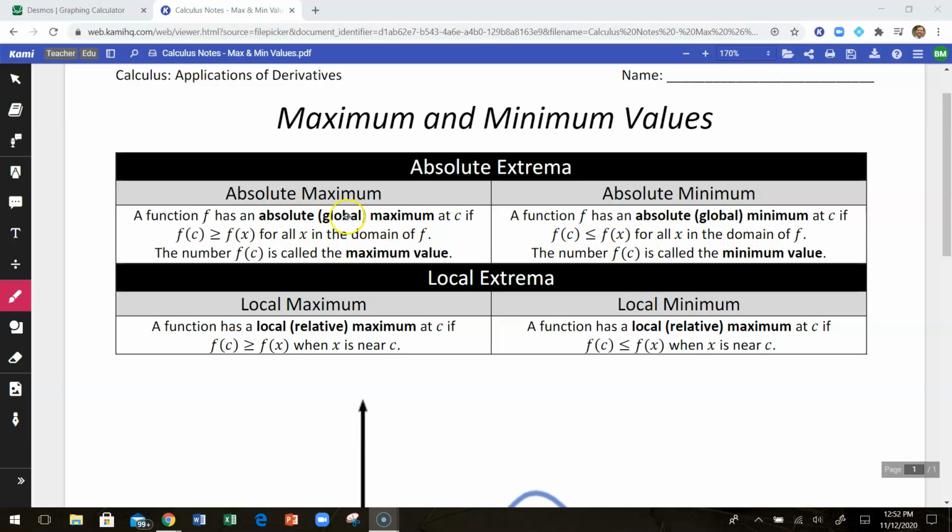Okay, so sometimes we're going to restrict the domain to where we'll just look over a specific interval, and we would look for what is the biggest y value on that interval and the smallest y value on that interval, and that would give us the absolute extrema.